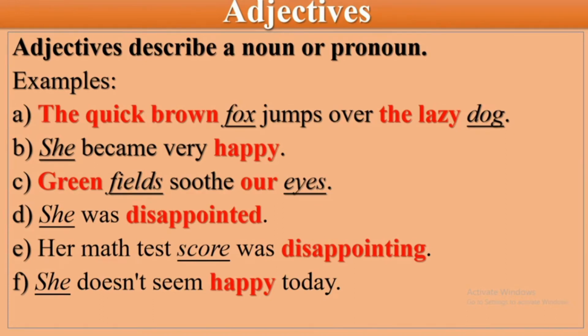She became very happy. How did she become? She became happy. In the sentence, happy is an adjective because it has modified the pronoun she.